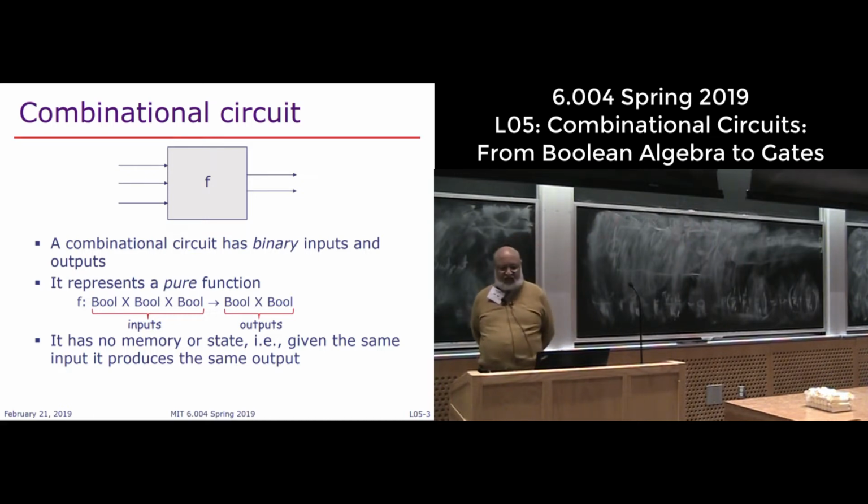Combinational circuits have binary inputs and binary outputs, right? Ones and zeros, that's what we are talking about. And the interesting thing about them is they're always a function. So in this case, there are 3 inputs, I'm showing Bool cross Bool cross Bool, and it produces 2 outputs, so it's Bool cross Bool as the output of this. And any Boolean circuit that you can write is a very, very powerful idea.